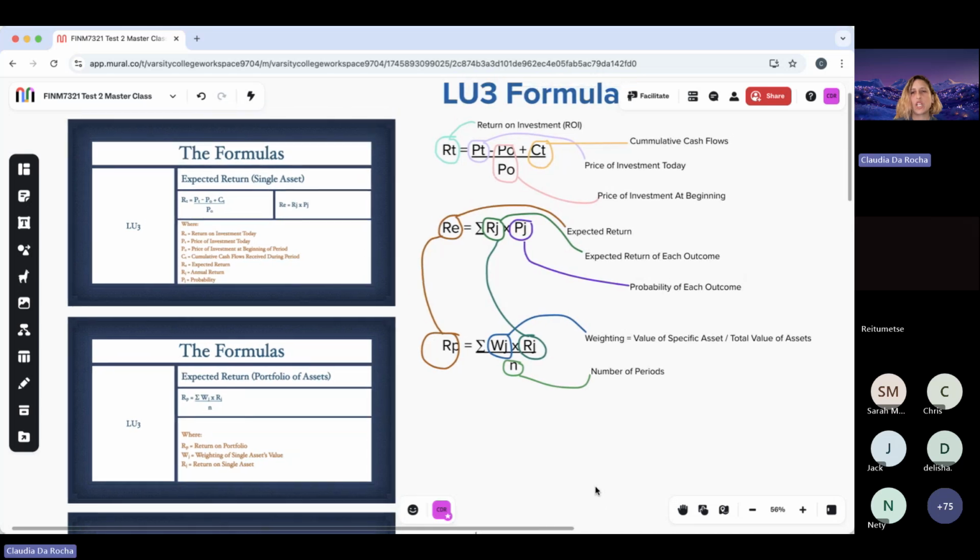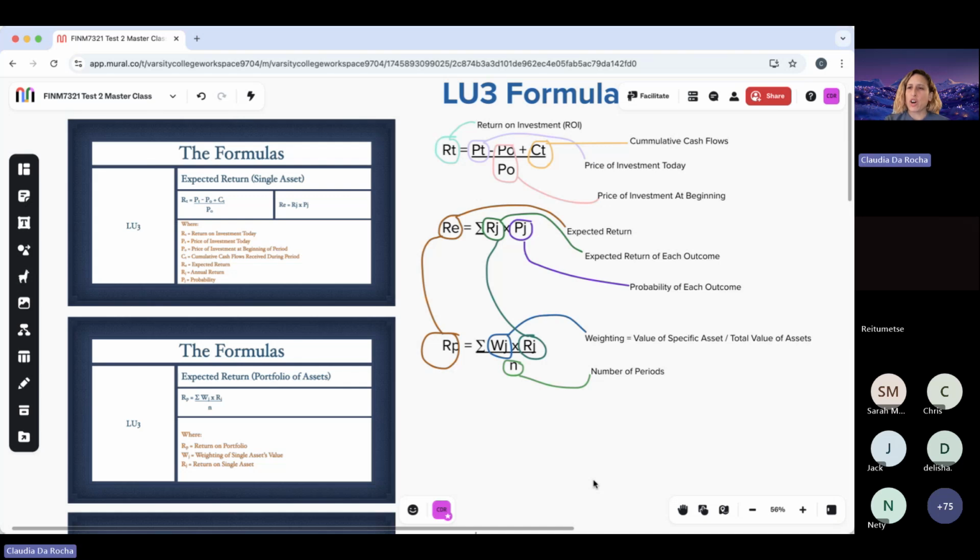Any questions so far on the expected return formulas? Yes, there's a question as to can we do RE is equal to probability percentage times RN? Yes, that's perfect, Mark. You can. Remember, this formula is not in the textbook. It's just something that I created so that we can remember how to calculate it. So RE equals your probability percentage times your return, that's also perfect.